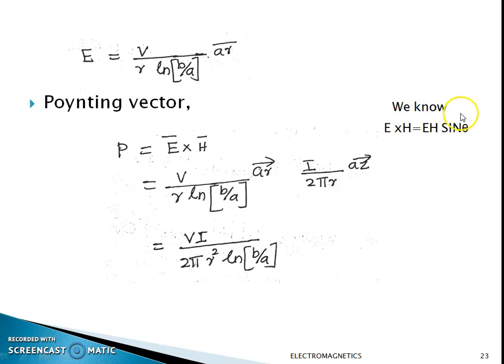And we know E cross H is equal to EH sin theta. And here E and H are always orthogonal to each other. So the value for sin theta is equal to sin 90 and that is equal to 1. So E cross H becomes equal to EH. So here the value of E is V divided by R ln B by A AR and H is I divided by 2 pi R AZ. So we get the Poynting vector P is equal to Vi divided by 2 pi R square ln B by A.